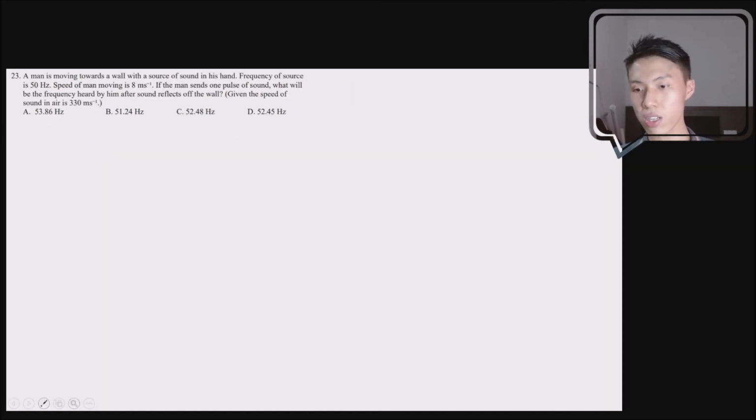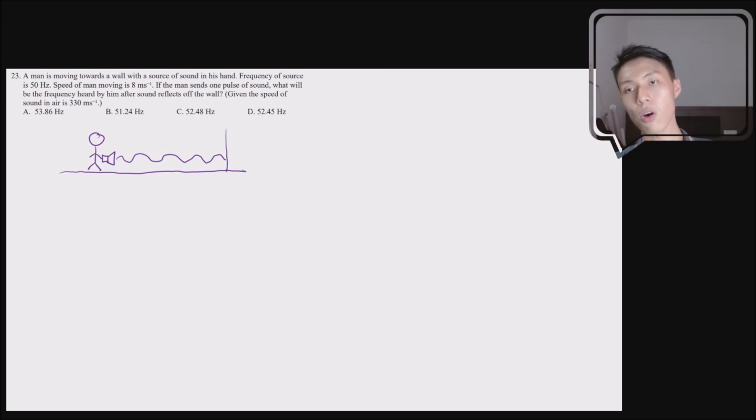So let's draw a diagram to illustrate the situation that we have here. We have a man here, and this man is walking while carrying a sound source. Okay, so this sound source will produce a traveling wave and it will hit the wall, then it will get reflected back and enter the person's ear.